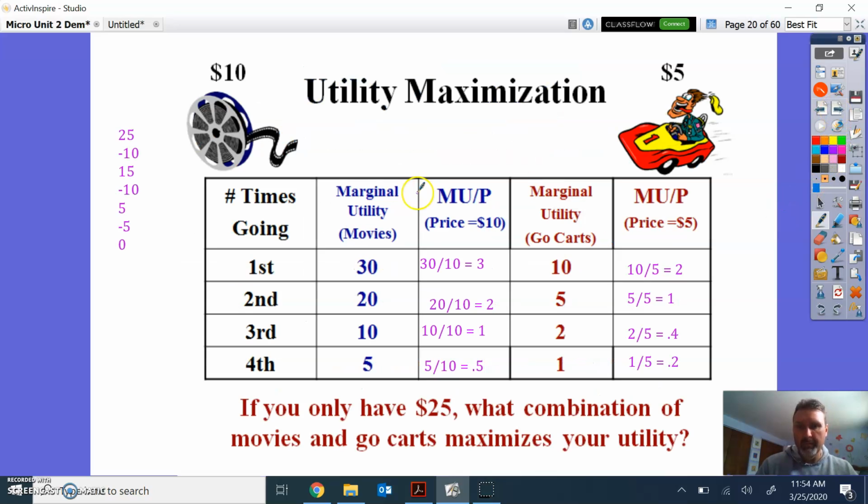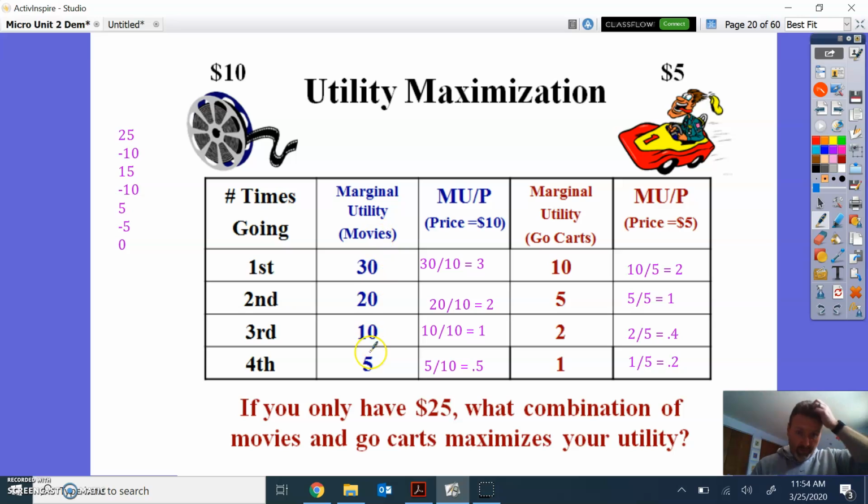So where does that come into this point here? You'll see I have the numbers filled out here. I made a mistake on the last podcast I was doing, so I just left the numbers in there. We want to see if we should go to the movies more or go to the go-karts more, or what combination in between we should do.